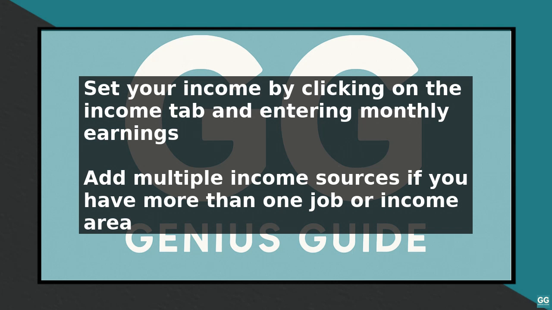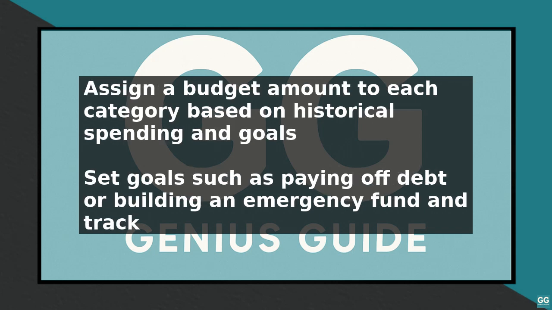To set a goal, click on the Goals tab and select the type of goal you want to achieve. Then, enter the amount you want to save and the deadline for achieving your goal.